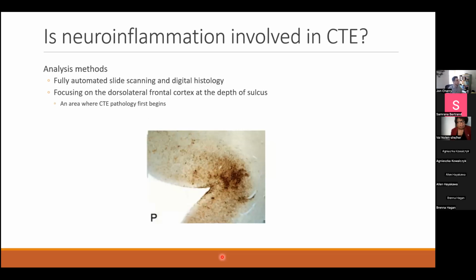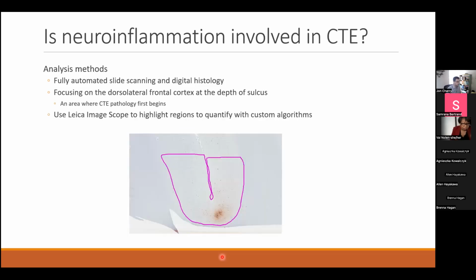We focused on the area of the brain called the frontal cortex, the dorsolateral frontal cortex, which, if you remember from before, is one of the regions where CTE first starts. The rationale behind this was it might be more sensitive. If we look in the region where it starts, we might be more sensitive to find subtle changes. Then we use these digitally scanned slides and a program called ImageScope to highlight regions of interest and quantify the amount of pathology in those regions. And we quantified 4 different things.